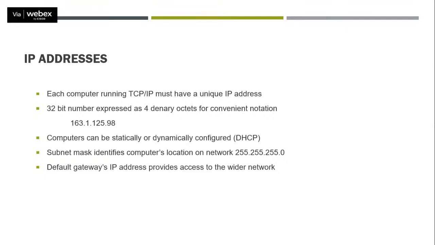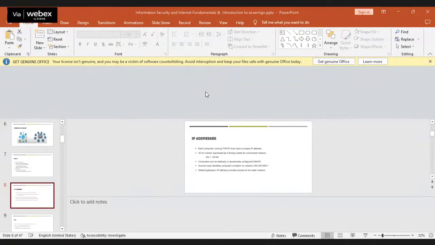The subnet mask identifies the computer's location on the network, like 255.255.255.255. It helps you to know which class the IP address is of. It lets you know which class the IP address you are running on your machine belongs to. If you want to check the IP address of your machine, there is a simple command to execute. Just execute CMD.